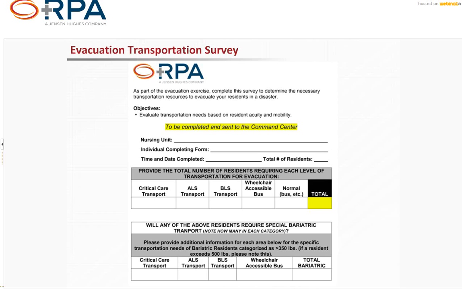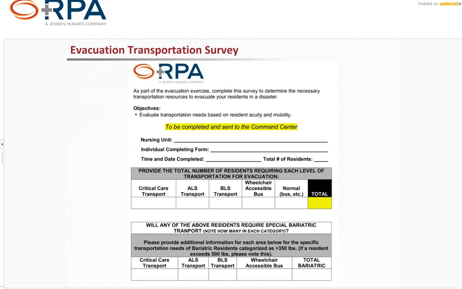Whereas when we hit the assisted living to independent, we're going to hit the other spectrum. But what this allows each unit to do is to say how many of each means and method I need, and have them process it so that the information can come back to the command center. So when the fire department says, what do you need for transport? Here's your breakdown as to what you need per unit, per area.